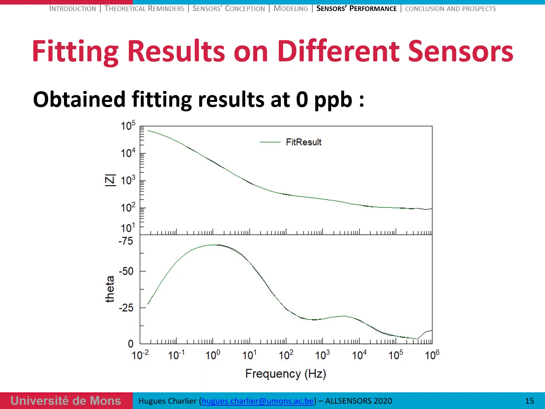Now that we have our electric equivalent circuit, we can try to fit our experimental results. And that's what we try to do here with the response provided by one of our sensors at 0 ppb of PNG concentration. And as we can see on those graphs, we can barely distinguish the two graphs from the fitting and the experimental results, which can lead us to the conclusion that this fitting is quite good.